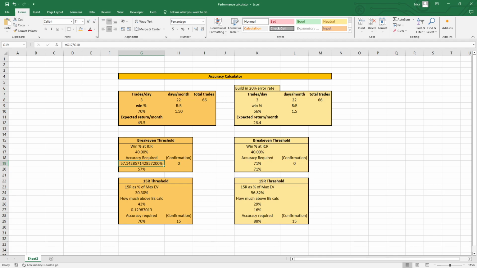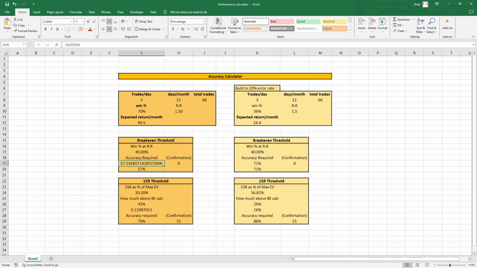So what that means is, if you were to take 50 trades in a month, and 57% of them had this 70% win percentage at a 1 to 1.5 risk rewards, then you would be break even. Assuming that the other 43% of trades are all losing and losing 1R, then that's the thing.